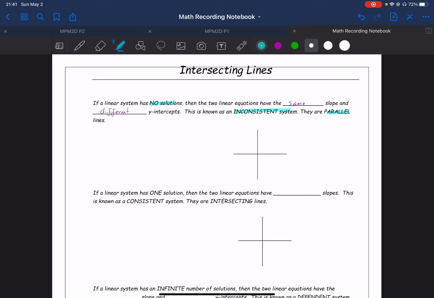So if I'm going to draw this out, see if I can get this good. That's like having one like this, and then another line like this. Hopefully, yeah, it's not quite parallel. Hopefully we can get this. That looks parallel. Now, if a solution only has, I'm going to switch colors for this, one solution, then the two linear lines have different slopes.